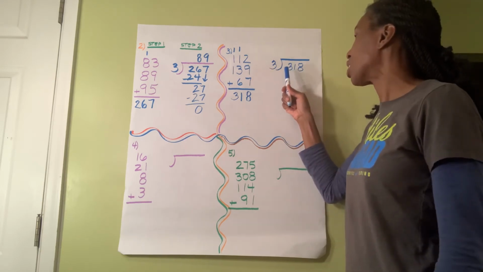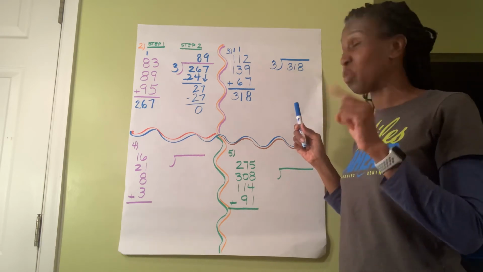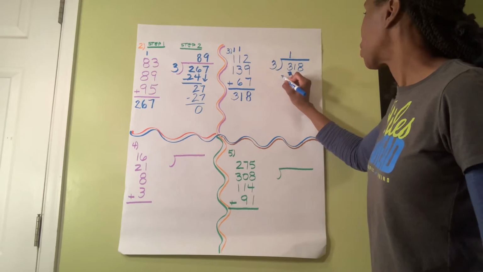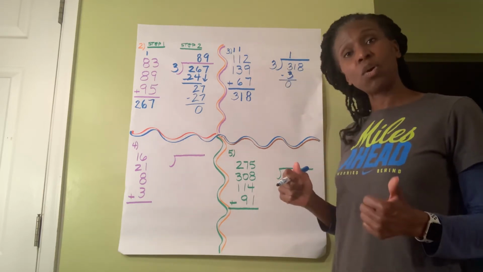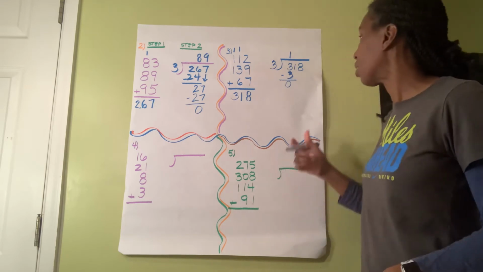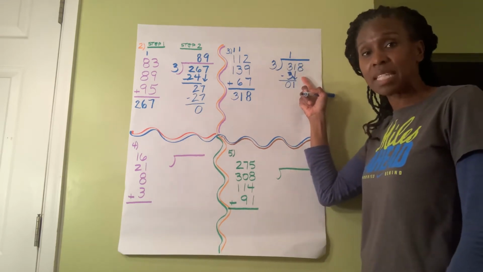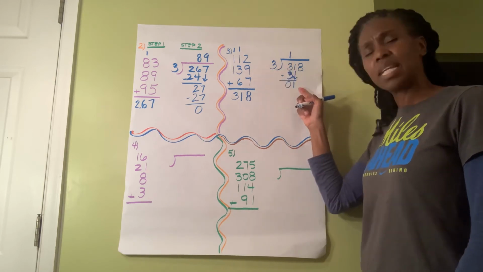Looking at the first digit, can I take a group of 3 out of 3? Sure can. I could take 1. All right, 1 times 3 is 3. I subtract, I get 0. Is 0 less than 3? Yes, it is. So I can go into the next step, which is B, bring it down. And I'll be bringing down my 1. Okay, because that's the next digit in my dividend. How many groups of 3 can I take out of 1?